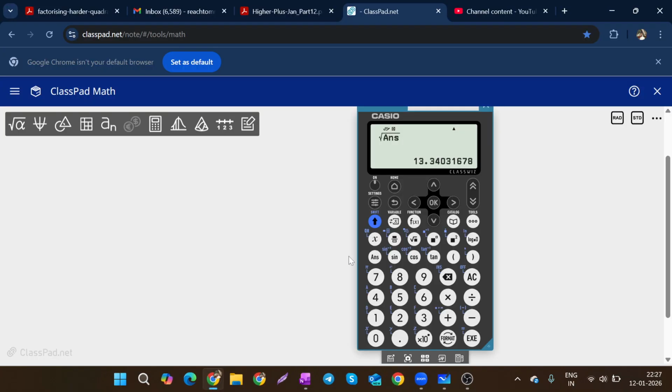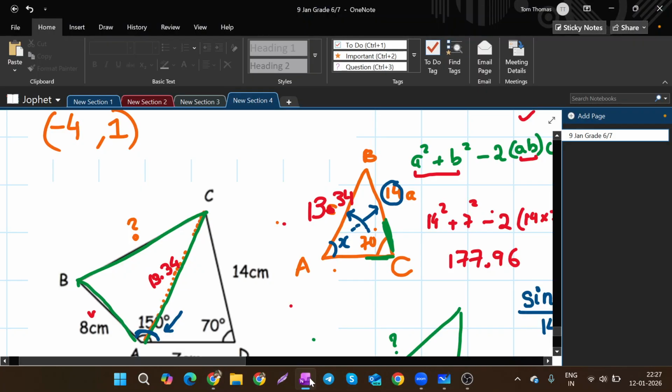So let's go back to our calculator. Let's clear this. So that's sine 70 times 14. I've got to divide that by 13.34. If I do that, I get 0.968, but that's not what we want. We want the angle. So we're going to press shift and sine inverse and the answer. And that should give us 80.46.